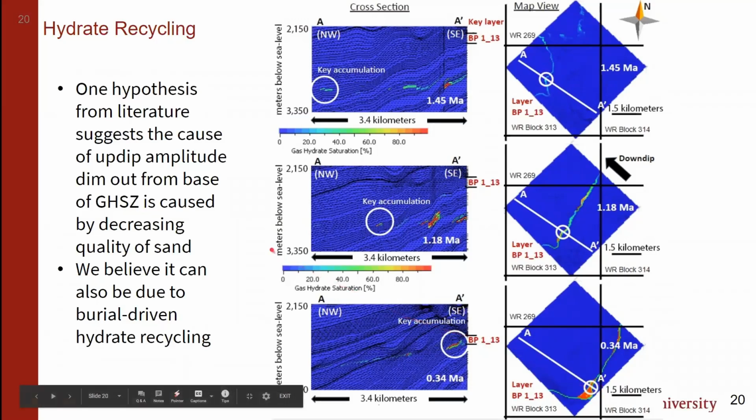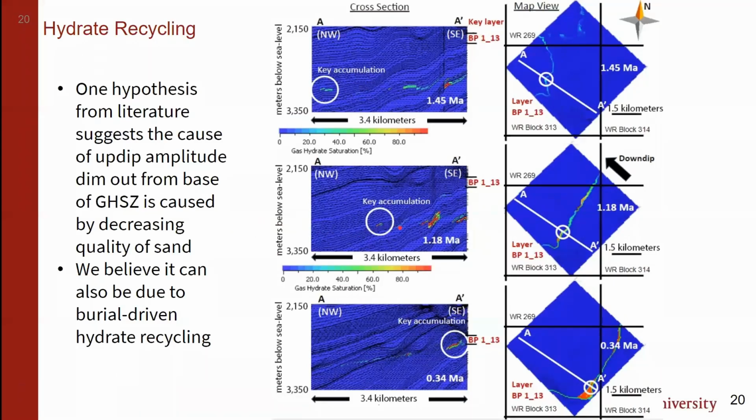Now, previously in the literature, what was observed in seismic was at the base of the stability zone, there's this high amplitude reflector that starts to be more dim up dip. And the interpretation was that perhaps the lithology quality actually reduces up dip so that the sandier base has the higher saturations of gas hydrate. Now, we think that that may be possible, or it could be driven by recycling, or perhaps a combination of the two.